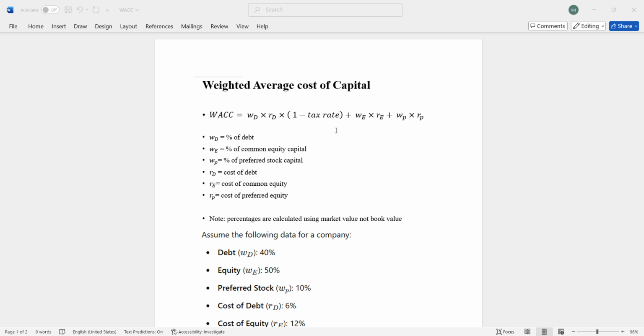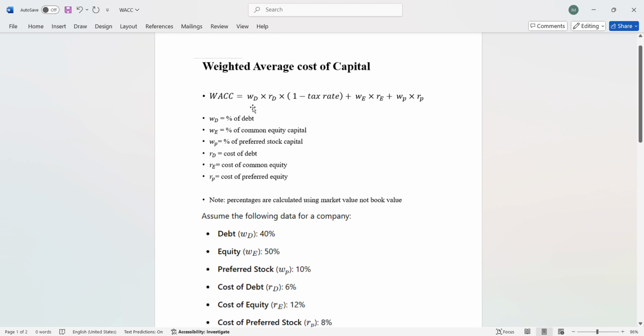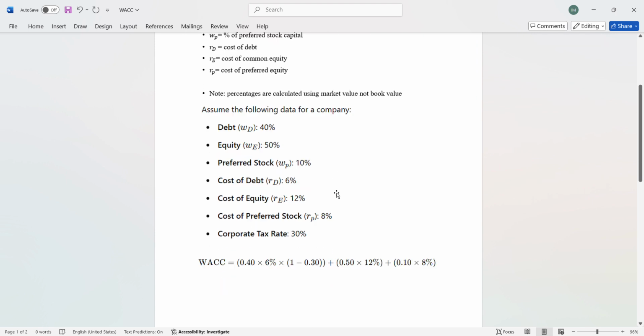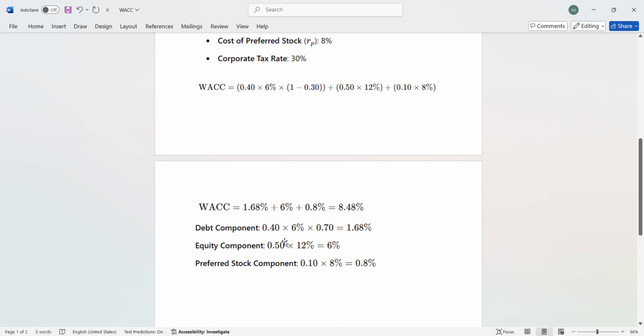So this is basically used to optimize the capital structure of a company, like from which sources they should collect the funds. The formula of weighted average cost of capital is basically the sum of three components. You can see this one is the first component, and then the second and the third. The first component is the debt component, then the equity component, and the preferred stock component.